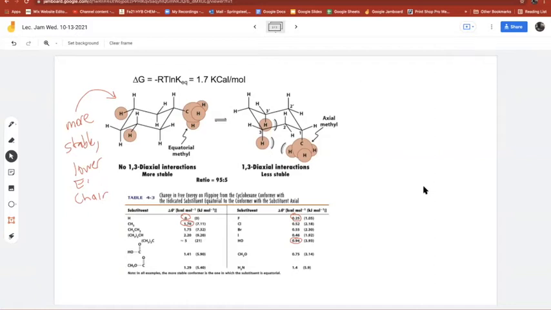Because there's more room equatorially. Okay. And so what is the difference in energy between having this chair and this chair? The difference in energy is 0.25 kcals per mole lower in energy than when it's axial. That's where that number comes from.